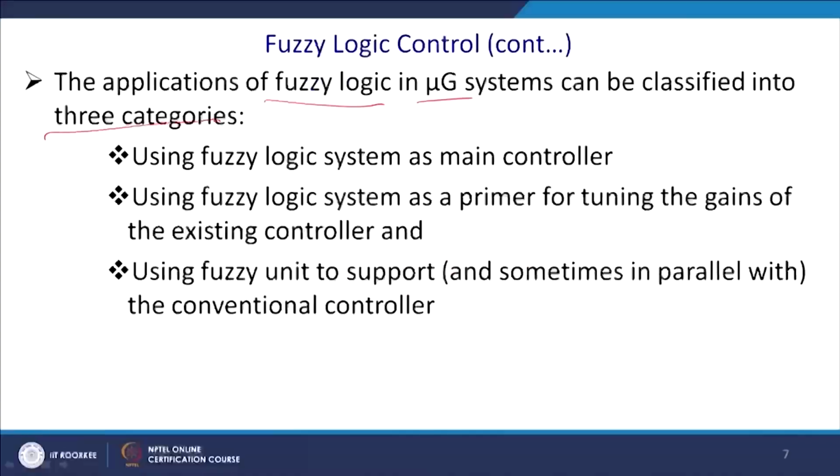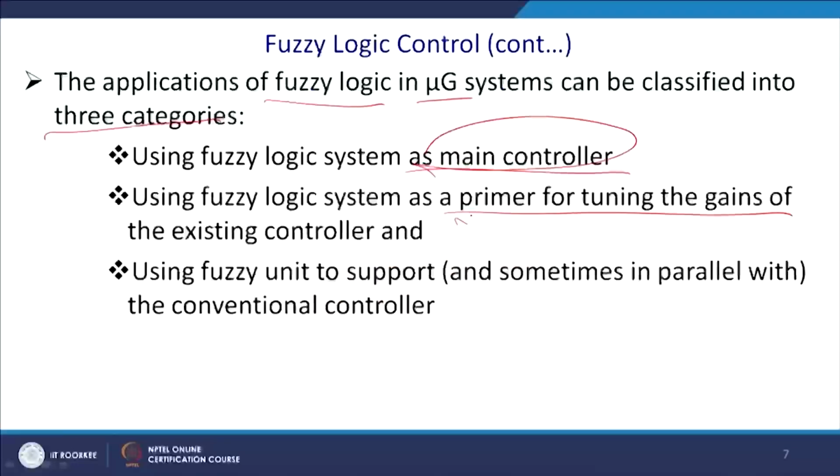The application of fuzzy logic in microgrid systems can be classified into three categories. First, using a fuzzy logic system as a main controller, as you have seen, mostly in a master slave controller, that can be a main controller. Second, using a fuzzy logic system as a supervisor for tuning the gains of the existing controller. As you have seen, you have different controllers in a peer to peer network, you require a PQ controller, and we have discussed so many PI controllers.